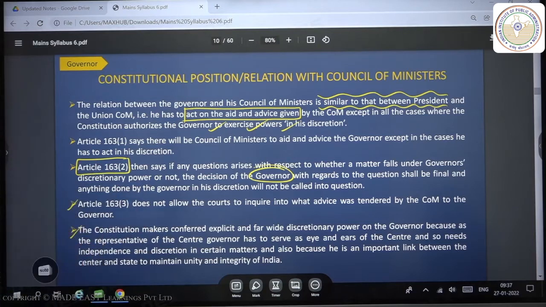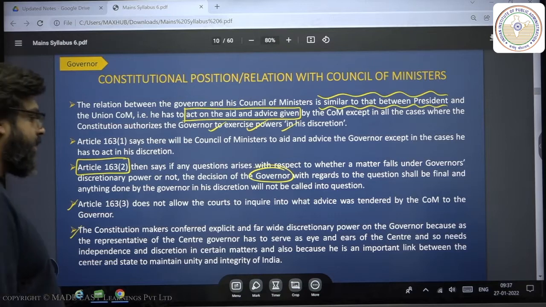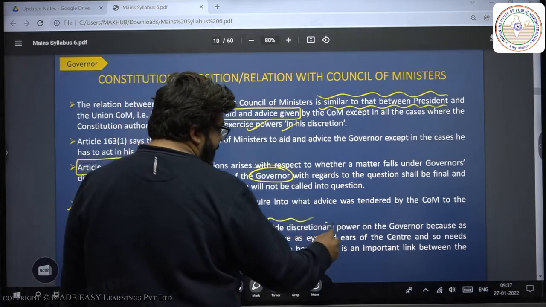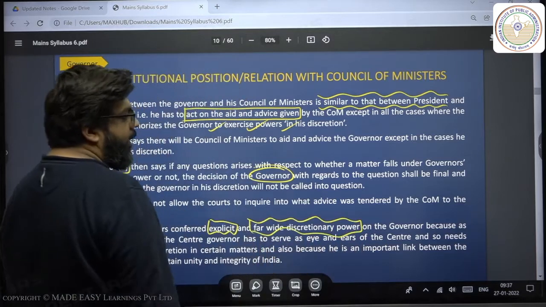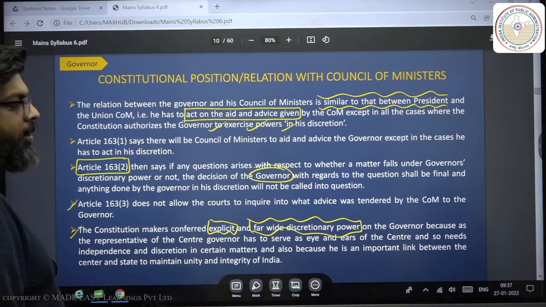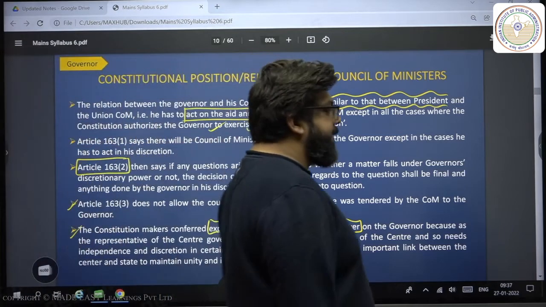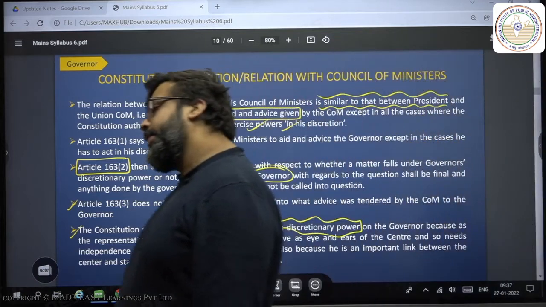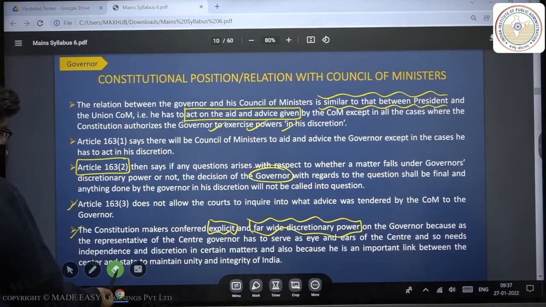And therefore, we understand that the makers of the Constitution gave very explicit and extremely wide discretionary powers to the governor, because as the representative of the center, the governor has to serve as the eyes and the ears of the center, and so needs independence and discretion in certain matters. Therefore, you're also an important link between the center and the state to maintain what is called the unity and the integrity of the country. Okay, good.